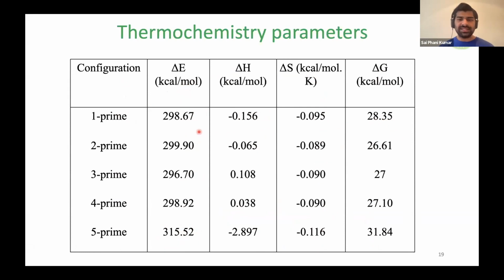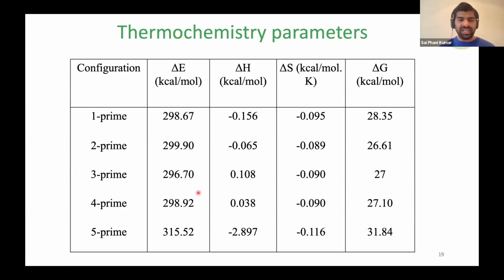As you can see, there is no appreciable change of delta G from the 1' to the 4' interactions, whereas for 5' the energy is increased. That means it achieved higher energy. So 1' to 4' seem reasonable, whereas 5' achieved higher energy, because normally the structures which are possible should have lower energies of formation.